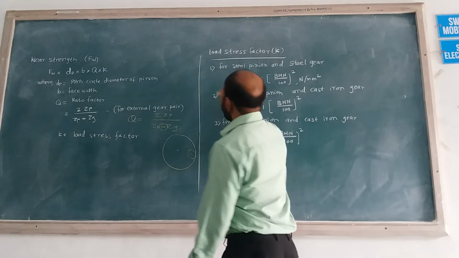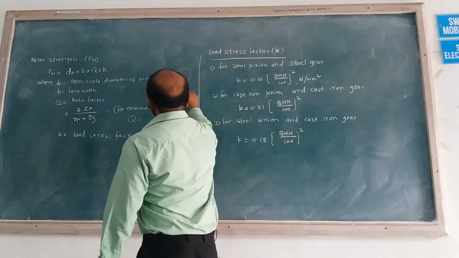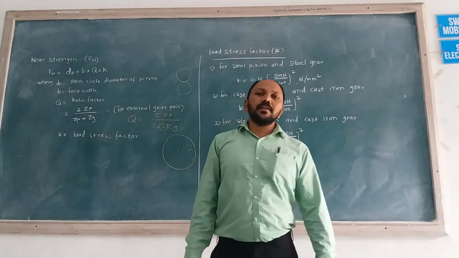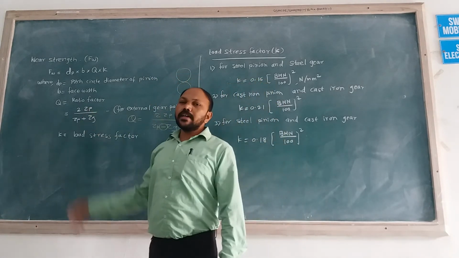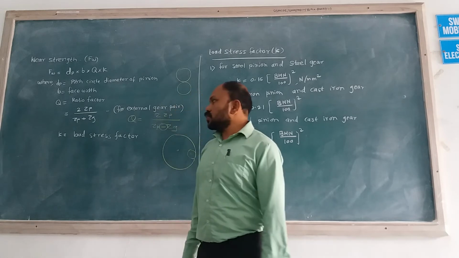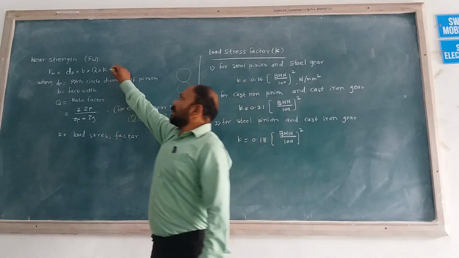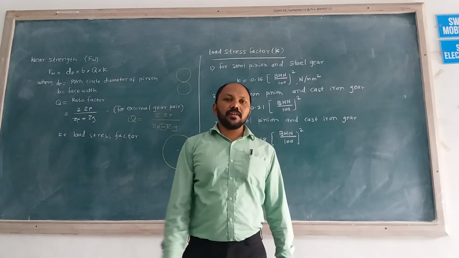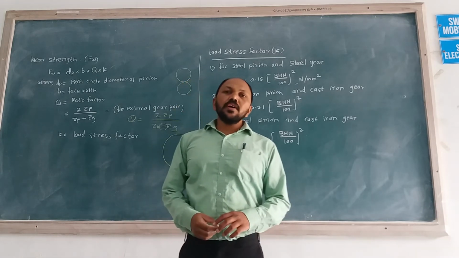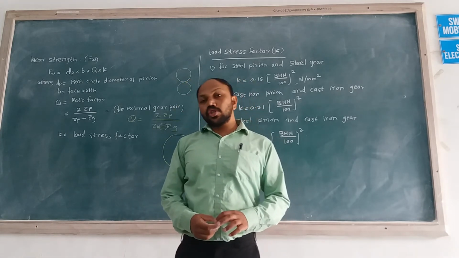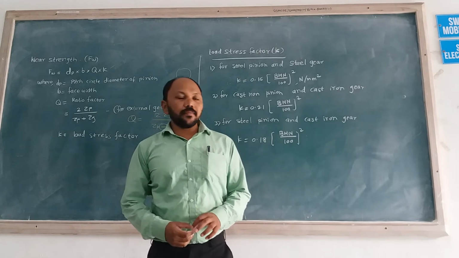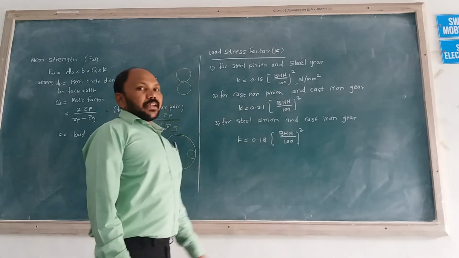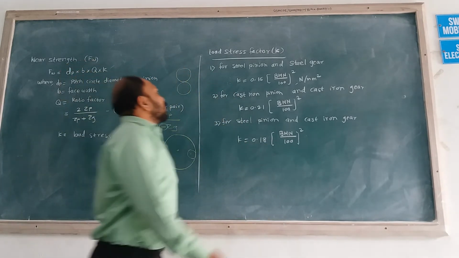But if the gear is externally connected, like our regular gear pair, then use this formula: 2 times ZP upon ZP plus ZD. Now this K is called the load stress factor. This K value depends on which material we choose for pinion and gear. According to the material, these values are available.